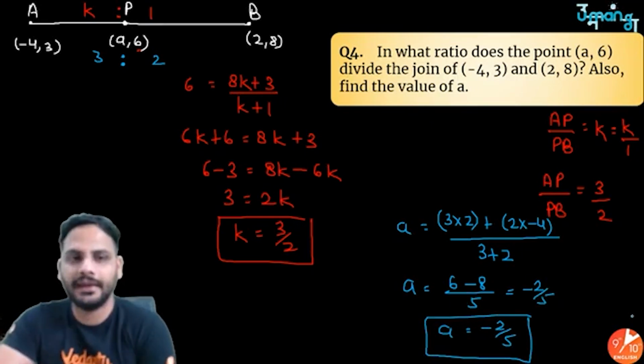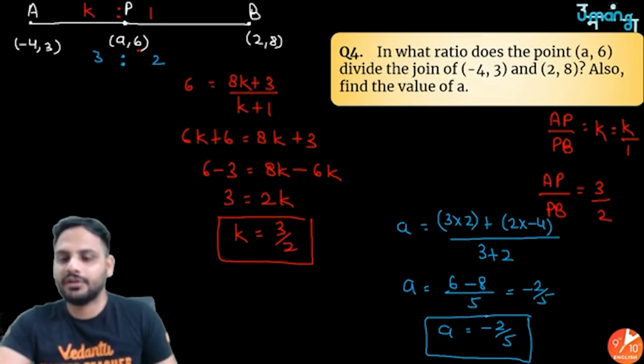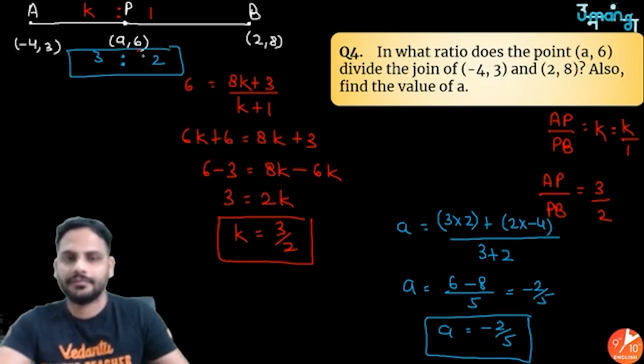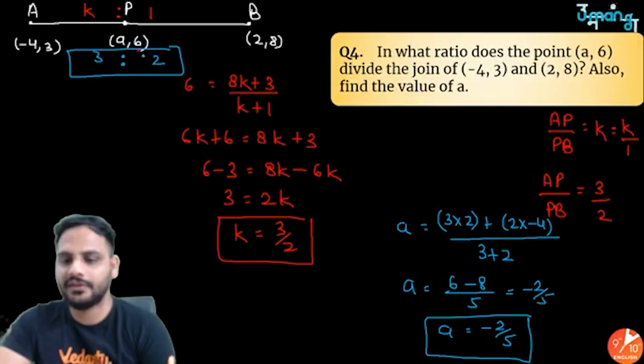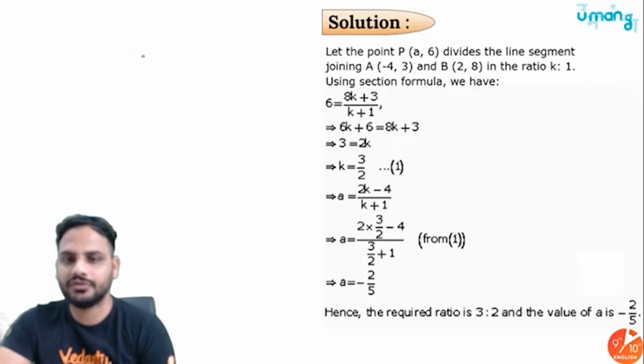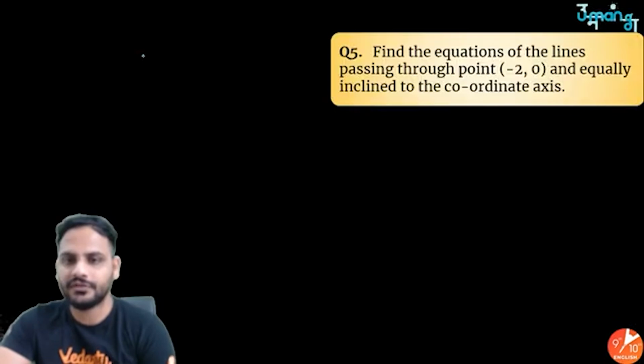So A is equal to -2 by 5. Okay beta, A is equal to what? -2 by 5. This is the value of A, and your ratio is equal to 3:2. These are your two answers. A is -2 by 5 and the ratio is equal to what? 3:2. Okay, let's go for the next question.